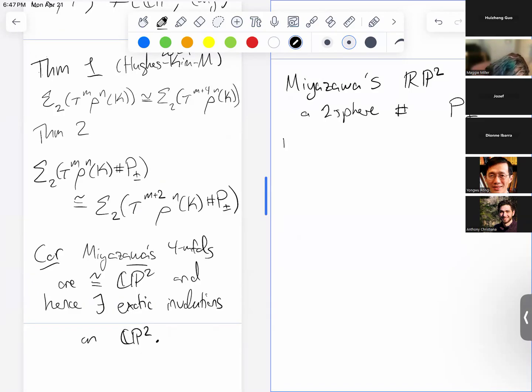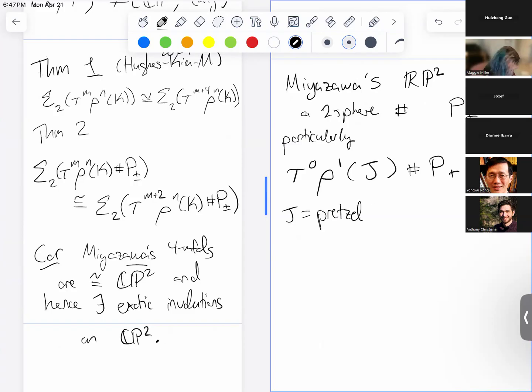So particularly, he's going to take the zero twist, one roll spun of a particular knot, which we'll call J, where J is going to be a pretzel knot. It's the pretzel -2, 3, 7, which, if any of you have written papers using some version of Floer homology before studying knots, I bet this knot has come up. It's special. It seems to show up in every paper. And this is the particular example that he can do. He can show that the double branched cover with involution of this RP2 is non-standard.